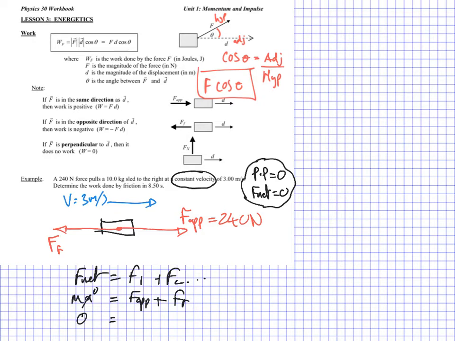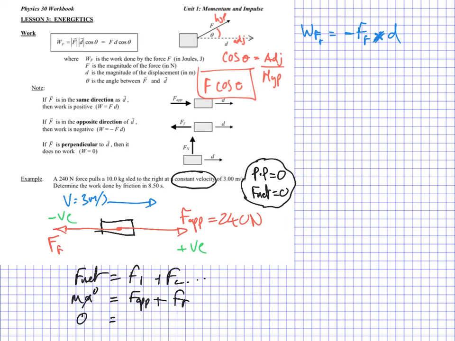Okay, so to solve this, to figure out the work done, I'm going to think about the work done by the force of friction, and I know that's going to be a negative force. I'm going to say that this side of my diagram is negative, this side is positive, so I can see that that frictional force is negative. So it's going to be negative frictional force multiplied by the distance it moves.